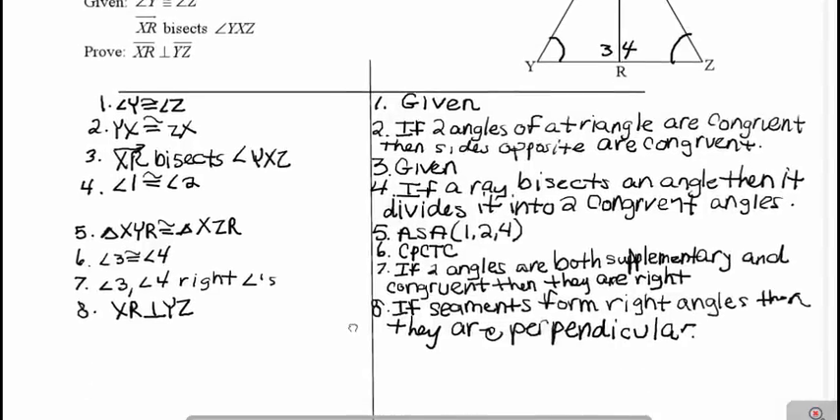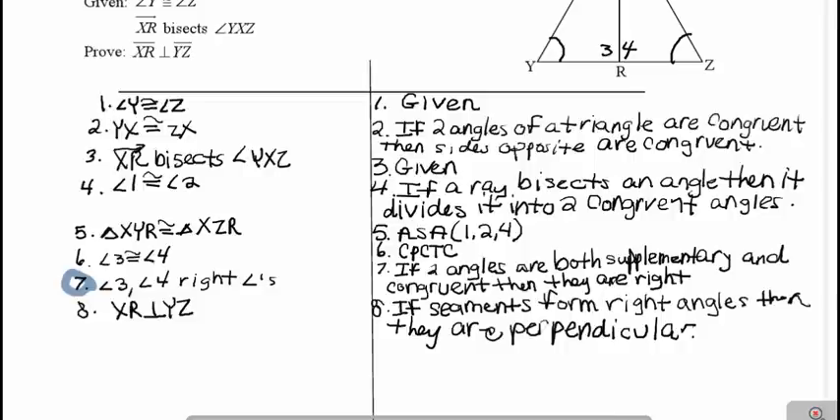Now that I've reached that point, I can say that angles 3 and 4 are congruent by CPCTC, and now I can use my new theorem in step 7 that says angle 3 and angle 4 are right angles, because if two angles are both supplementary and congruent, then they must be right. And then finally, my last step is to say that those two segments are perpendicular, because if segments form right angles, then they are perpendicular.